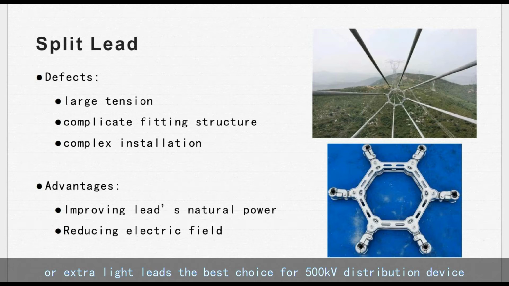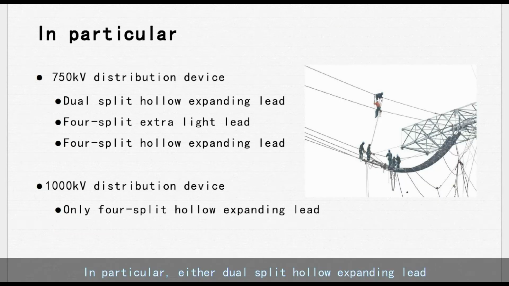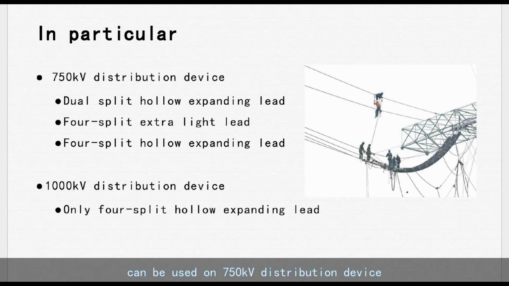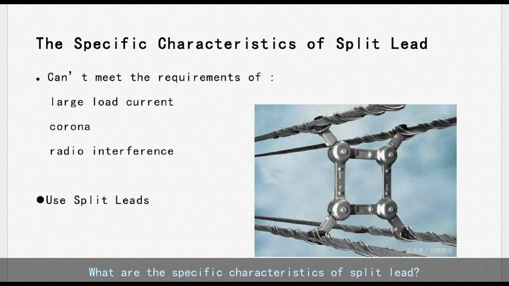500 kV distribution device. In particular, either dual split hollow expanding lead or 4 split extra light lead or 4 split hollow expanding lead can be used on a 750 kV distribution device. For a 1000 kV distribution device, only 4 split hollow expanding lead can be used. What are the specific characteristics of split lead?